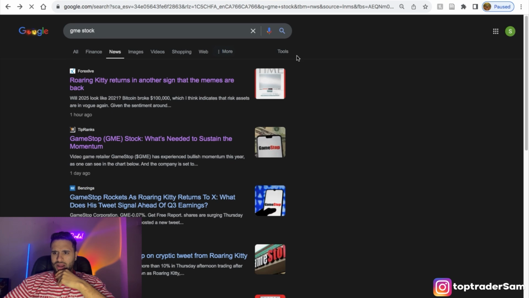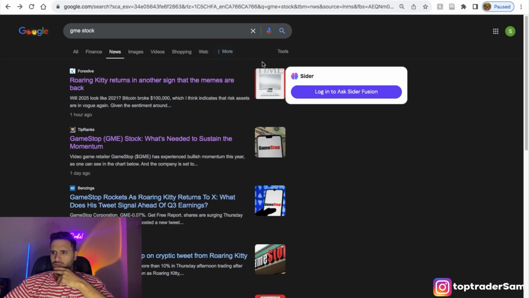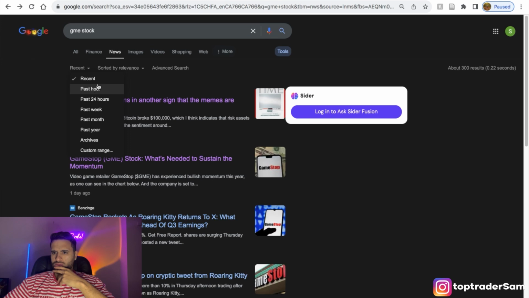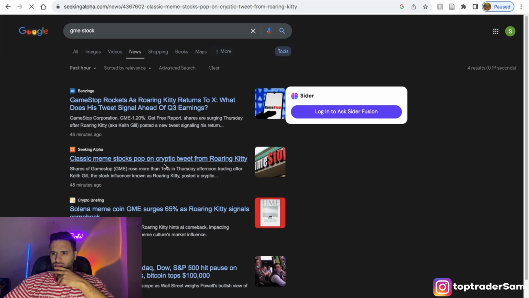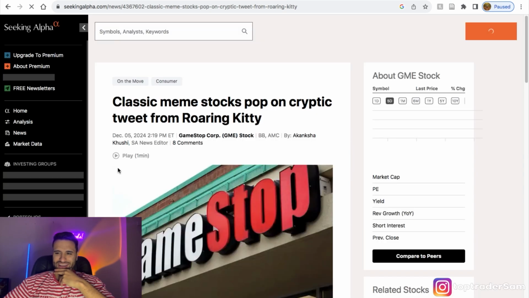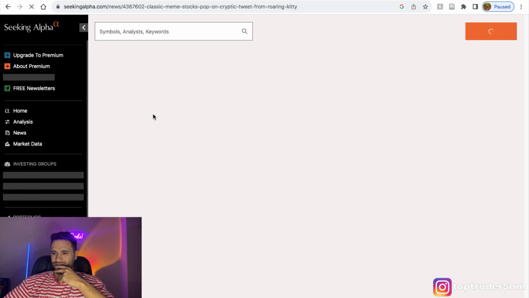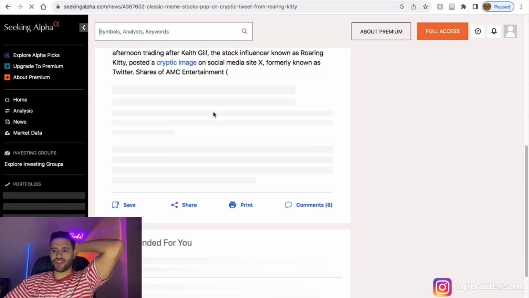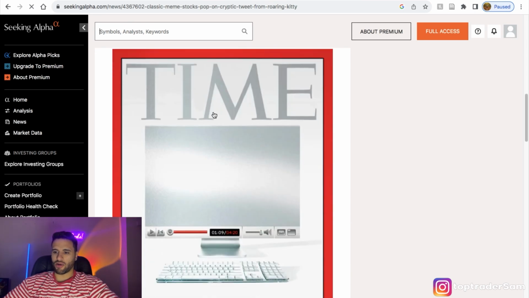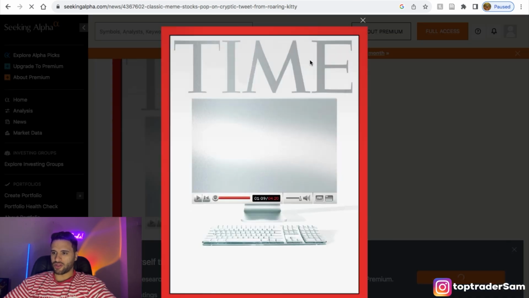When we go over here, let me just sort by new. We've got tools, recent, past hour only. There we go. Look at what the topic says: classic meme stock soars. It's loading now. Great. Classic meme stock pop on cryptic tweet from Roaring Kitty. This is exactly what I was talking about. So this is exactly what he tweeted: Time, with a little bit of time left.